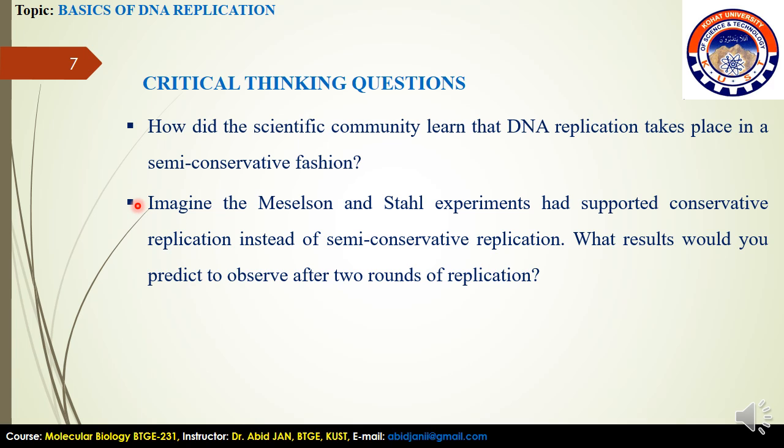The second question is that if we imagine that the Meselson and Stahl experiments had supported conservative replication instead of semi-conservative replication, what results would you predict to observe after 2 rounds of replication?